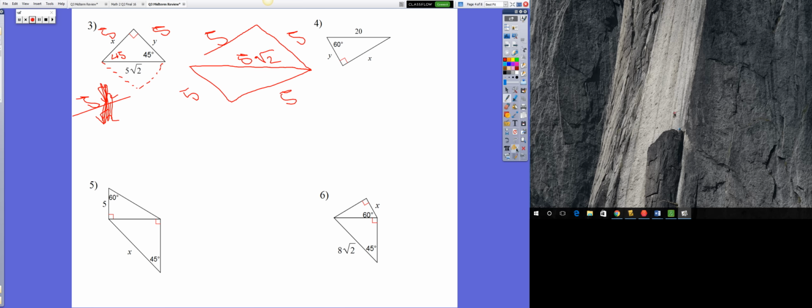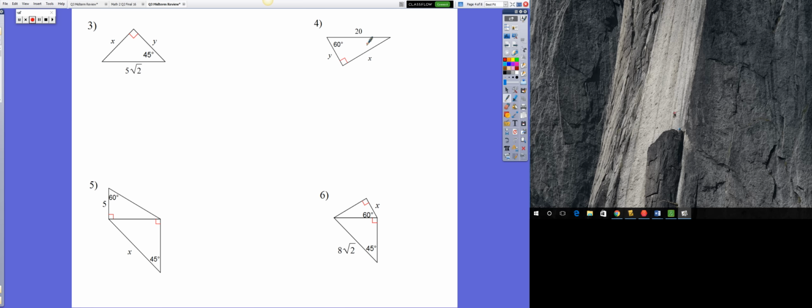Okay, number 4. That is a 30. So I flip it over the 30. 2 30s makes a 60, and we got a 60, 60, 60. Okay, that's 20, that's 20, and that's 20. That means this guy's 10, this guy's 10, and the middle is 10 times the square root of 3. So that was pretty easy.